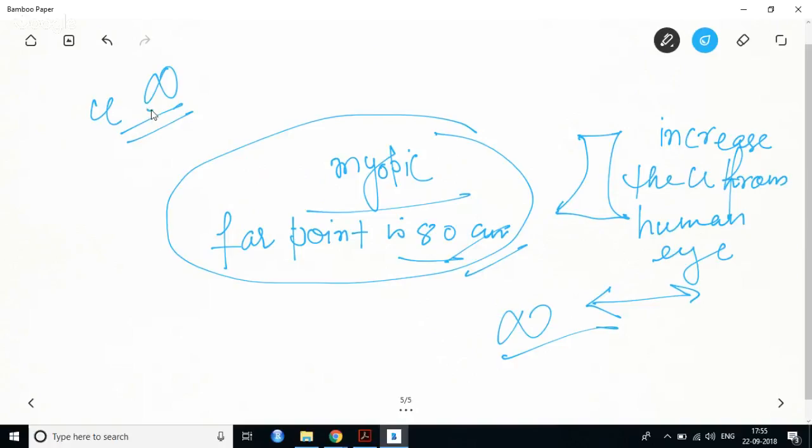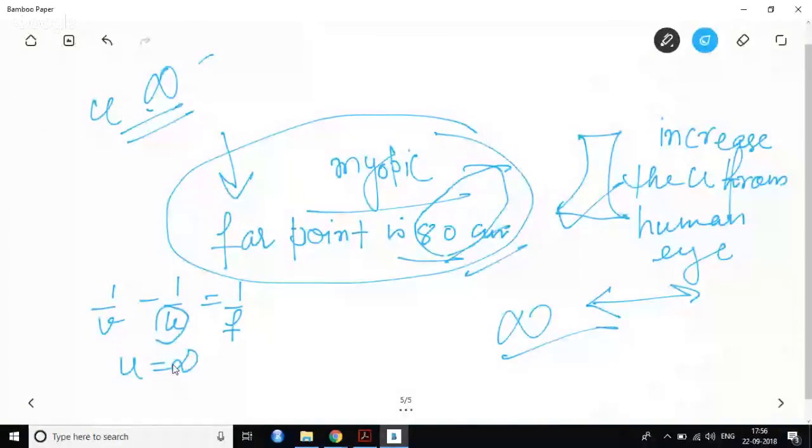So finally, whatever is present at infinite, because for a normal eye the far point is infinite. If a person cannot see something at infinite, or let's not say infinite, at a very long distance, because his far point has reduced to 80 centimeter, then the image of that particular object, with the help of a concave lens, should be made at 80 centimeter. It means that if I write this formula, which is 1 by V minus 1 by U is equal to 1 by F, I am taking U, the far point, as infinite for a normal eye.